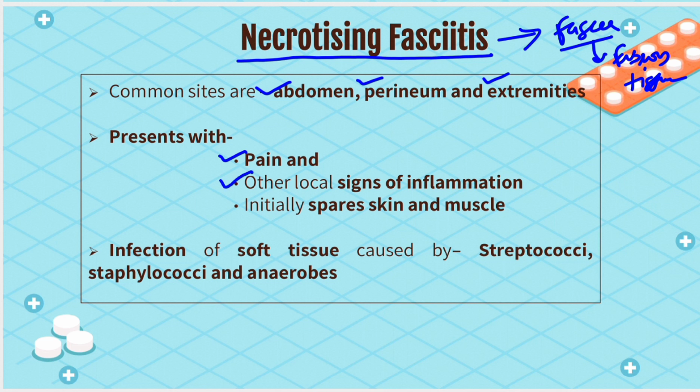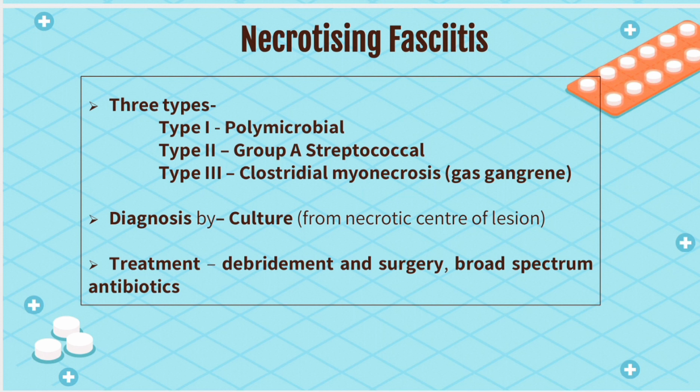It usually does not involve the skin and muscle. If these soft tissues are infected, the common causes for these soft tissue infections are streptococci bacteria, staphylococci and anaerobic bacteria. Necrotizing fasciitis is divided into three categories based on the infectious agents.